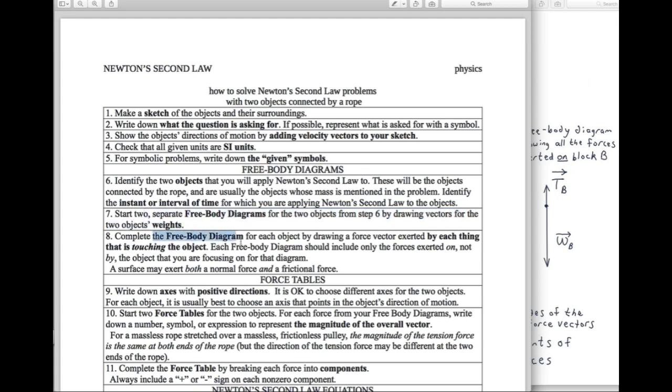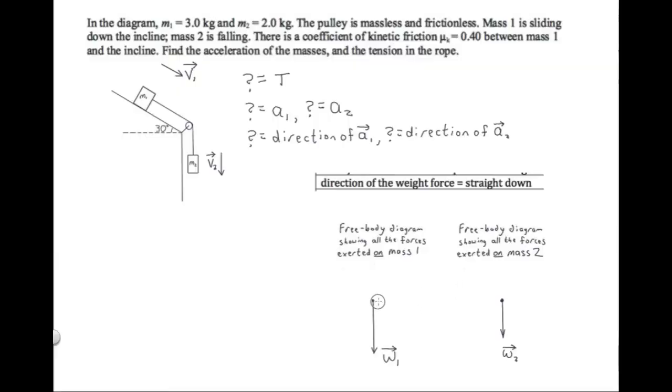To continue the free body diagram, for each object we have to ask what are the things that are touching that object. Let's begin with mass 1. What is touching mass 1? Well, something that's touching mass 1 is the incline. Mass 1 is being touched by the incline, so that can exert a force or forces. Now, the incline is the type of thing that we think of as a surface, which means that it can exert a normal force.